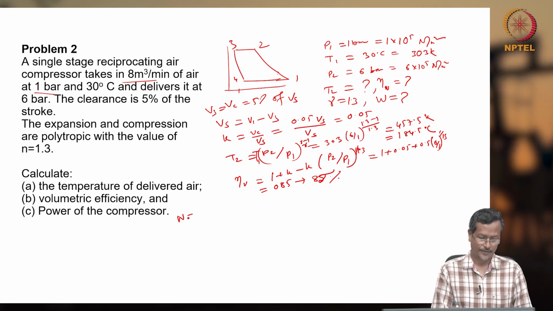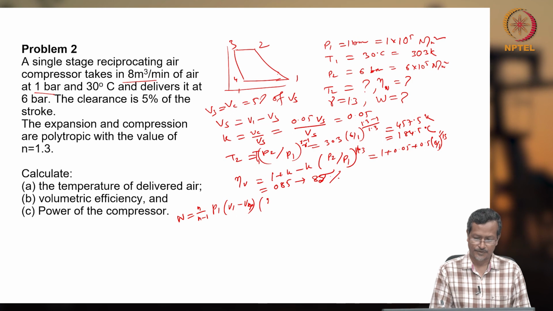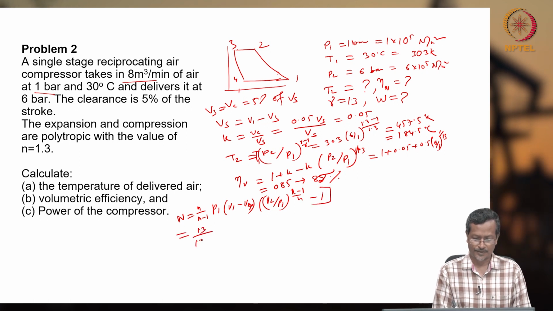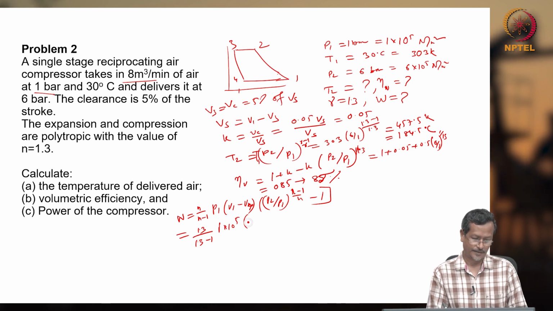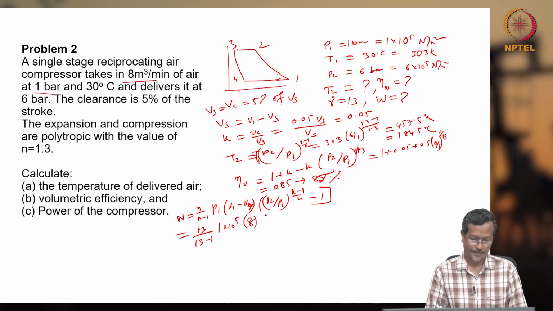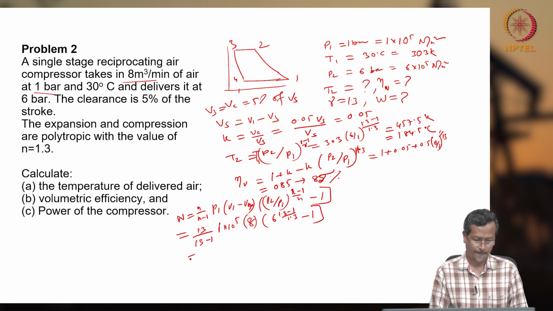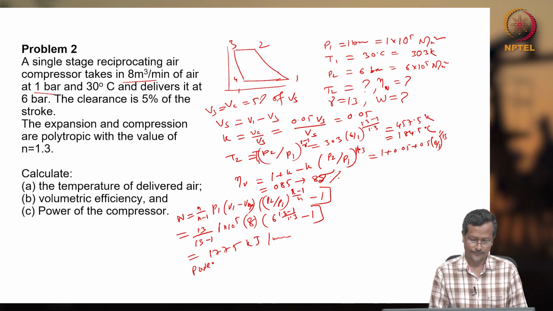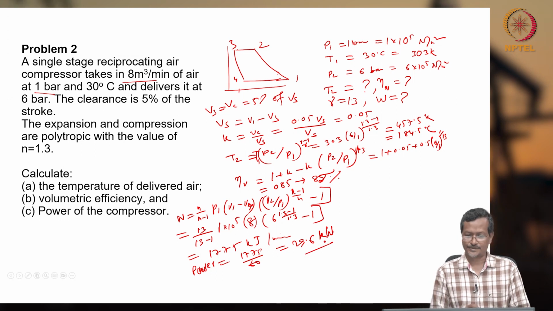Work done equals n by n minus 1 P1 (V1 minus V4) times [(P2 by P1) to the power (n minus 1) by n, minus 1]. So this gives 1.3 by 1.3 minus 1, P1 value 10 power 5, and this 8, then (6 by 1) to the power (1.3 minus 1) by 1.3 minus 1, then finally it is coming 1775 kJ per minute. So power equals 1775 by 60 equals 29.6 kilowatt. So this is the result for this problem.